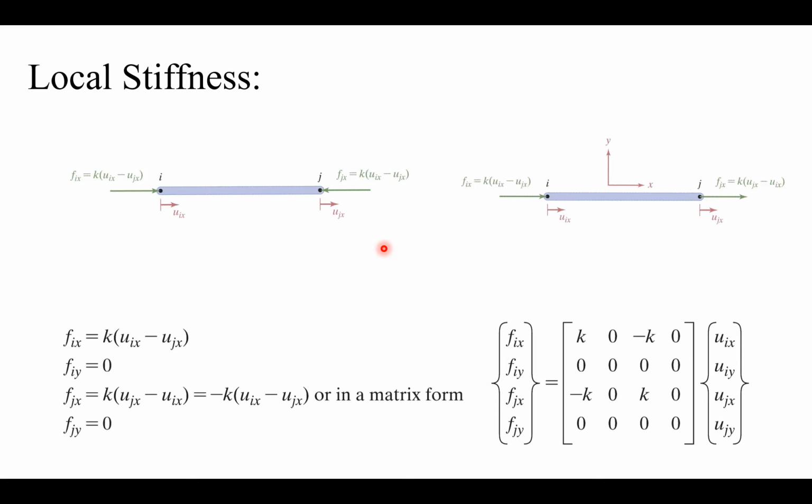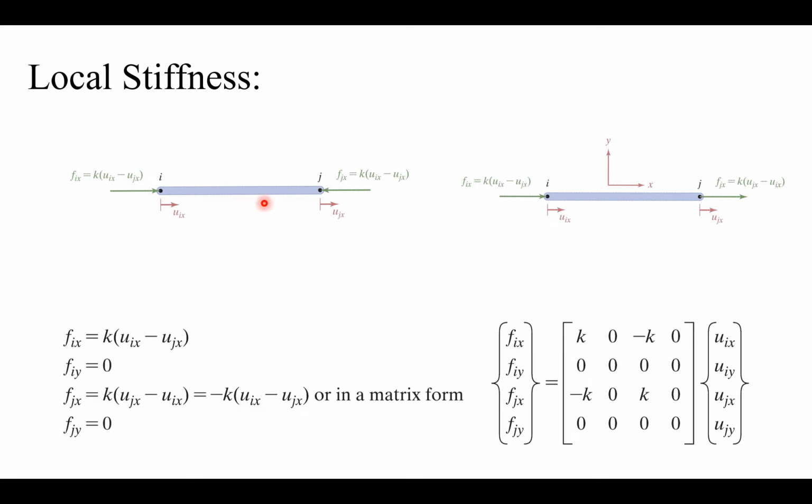Our first task in any FEA approach for any element is to find a stiffness matrix, the global stiffness matrix. But we have to start with the local stiffness matrix, which means the stiffness matrix that belongs to each member or element. Here I'm showing you a free body diagram of a truss member.